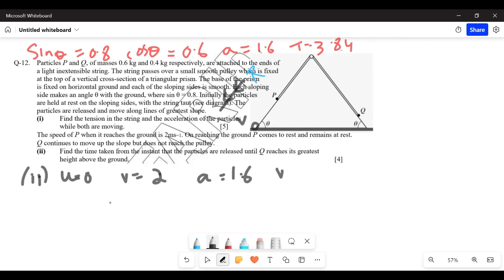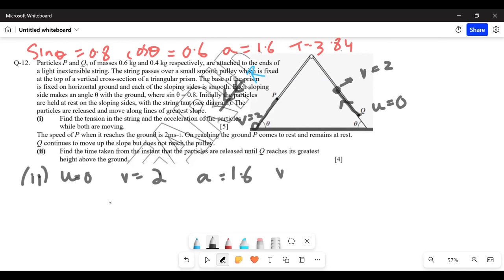Okay. We know the speed, which is 2. The final speed. So that means this gets pulled up till here. And here V is going to be 2 and U was 0, because that's the time at which P moves from its original spot to the bottom. So Q moves from its original spot to a point higher on the slope. And U at that instant is 0. V at that instant is 2.